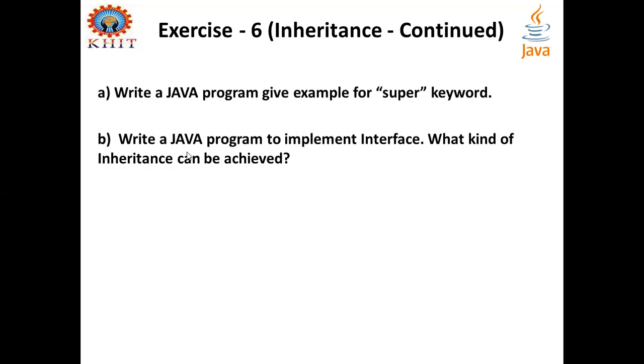And these are the two programs given in this Exercise 6. The first one is, write a Java program to give an example for the super keyword. Second one, write a Java program to implement an interface, and what kind of inheritance can be achieved by this interface implementation. As we saw in the objective, we are going to achieve multiple inheritance, which means one single class can implement more than one interface.